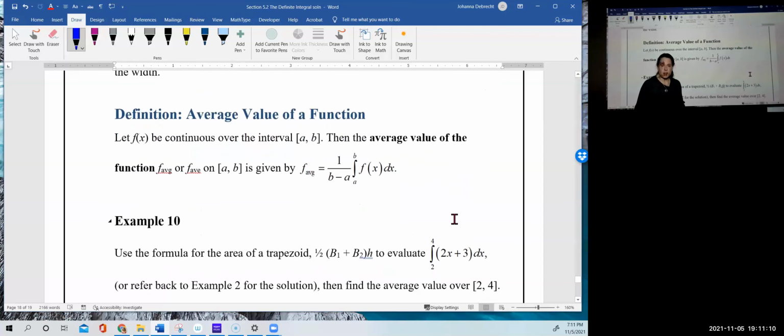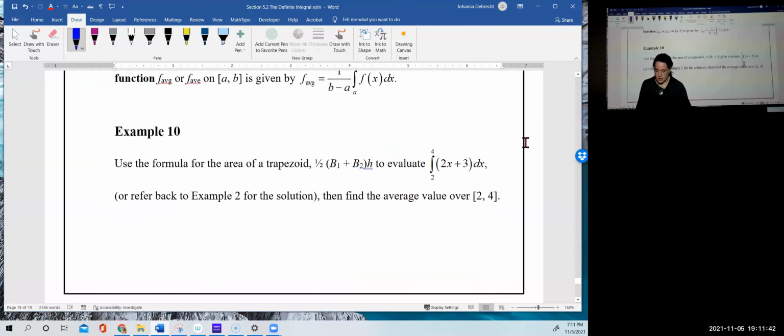The definition then formally for the average value of a function is to take a continuous function over a closed interval from a to b, and the average value is given by 1 over the width of that interval times the definite integral, which represents the area. In a way, what you're thinking about is you're taking the area and dividing by the width, which should give you the height of a rectangle if that's what you were looking for. Let's now look at problem number 10.